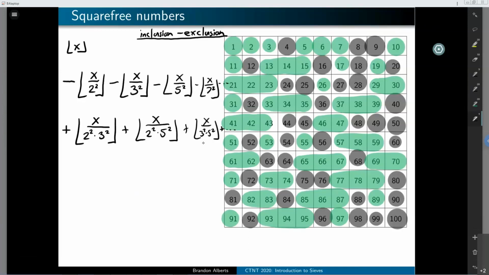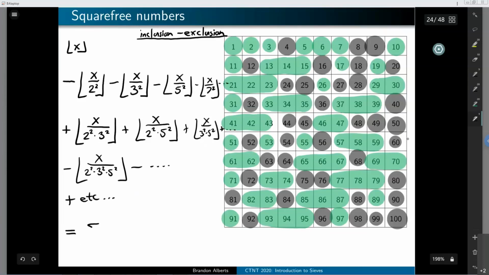But 900 is divisible by squares. So we once again have to exclude the overcounted number. And etc. for all numbers that are divisible by 3 primes squared. And then we would have over-removed numbers divisible by 4 primes, etc. So putting all of this together, following along with this pattern, we've got a formula for counting square-free numbers less than or equal to x.